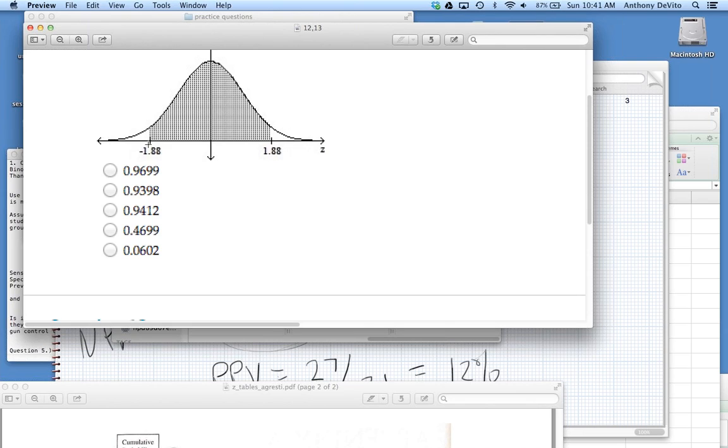One of the ways that you can do it, I'm not going to do it for you, but the way I might approach it is I would go to this negative side over here and look up the area to the left on the Z table, right? Let's say that area is 5%. What's the area on the top here? Anybody want to guess?